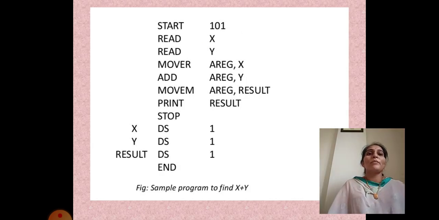See, this is the example. Here you can see this is an assembly language program: start 101, read x, read y, movr areg x, add areg y, movem areg result, print result, stop, x y z. X, y and result will be declared by DS, that is a declarative statement. Its length is respectively 1, and then the end of the program. See, this simple program will be converted into machine code by the assembler in a simple way.